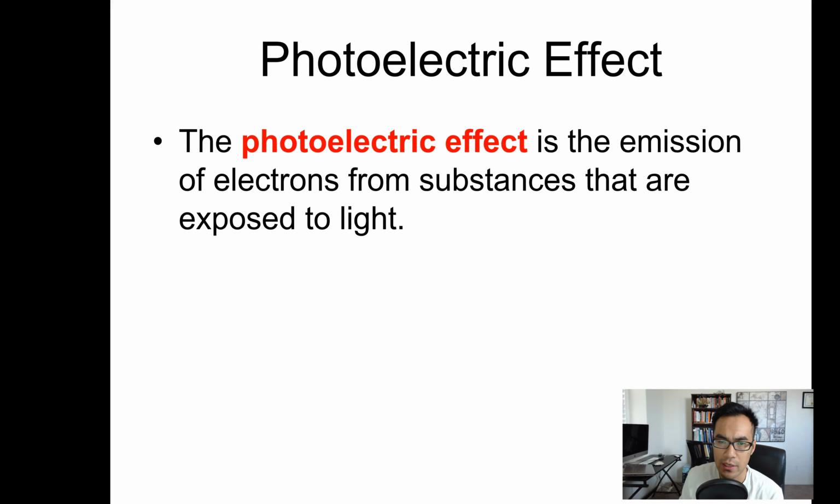The photoelectric effect is the emission of electrons from substances that are exposed to light. If I give you a specific type of energy with a specific wavelength and apply it onto any sort of atom, you're able to remove electrons from that atom. Really, it comes down to how much light is being released from that atom. The photoelectric effect has to do with the photon effect and these electrons kind of moving up and down.